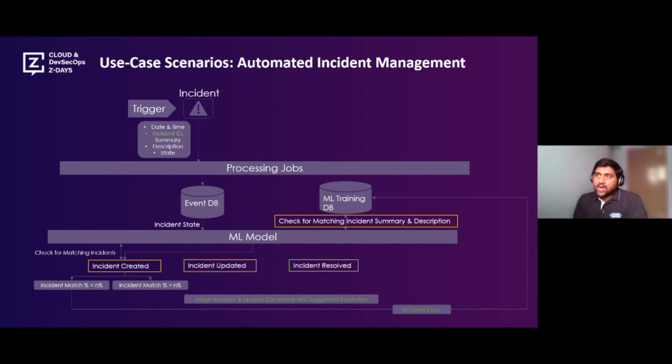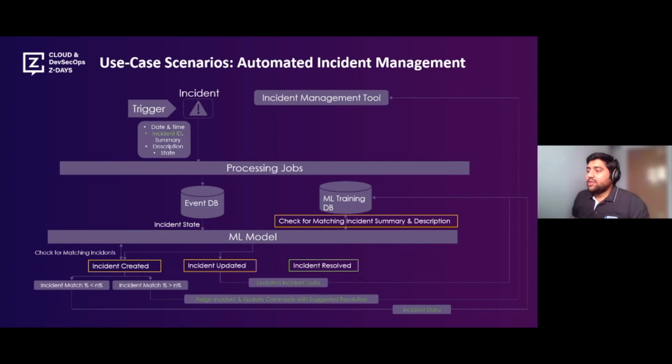It will try to parse the resolution from the history of events and update the suggested resolution. And it will update the incident management tool with this data using API integration. And if the incident is updated, it will do nothing and just update the ML training database with the updated incident data, so that it will be used for the next iteration.